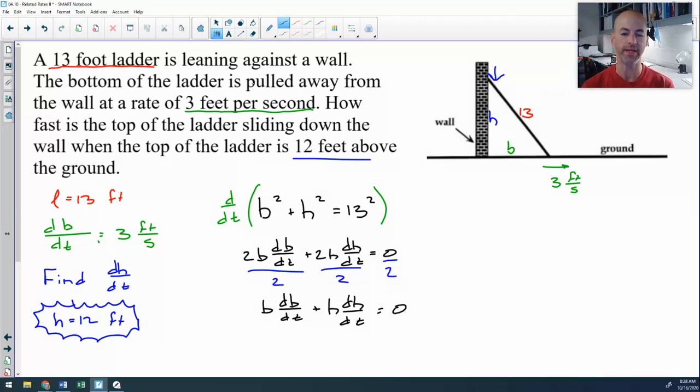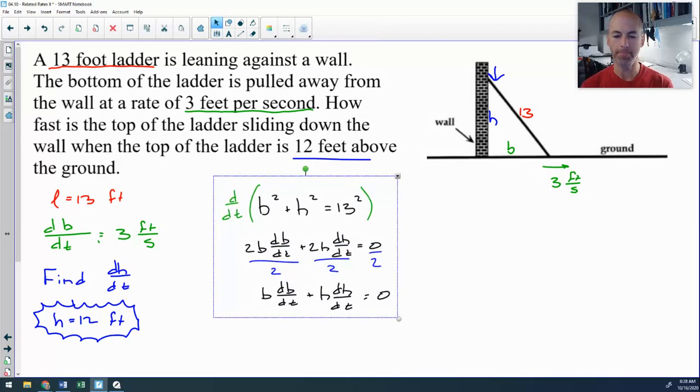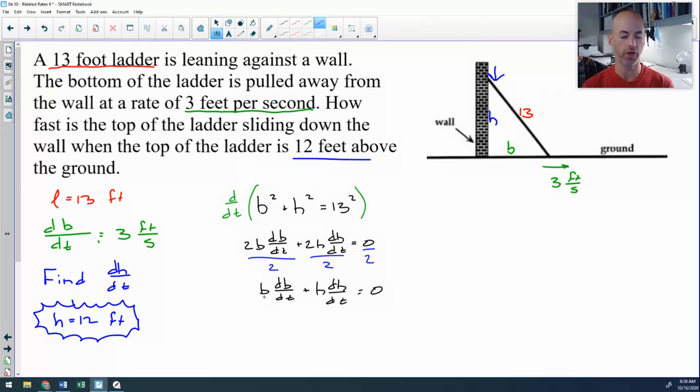And now I start plugging in everything I know. And so we will run into a bit of a problem, not a huge problem, but a bit of a problem. And that is that we don't know what the base is. We don't have a measurement for b. We do know that dB dt is 3. So I can plug 3 in for dB dt. I do know that the height is 12. We are looking for dH dt, so that will remain unknown. And now we have a situation where we have to solve for something in order to solve for b in order to finish solving for dH dt. So we have a side problem.